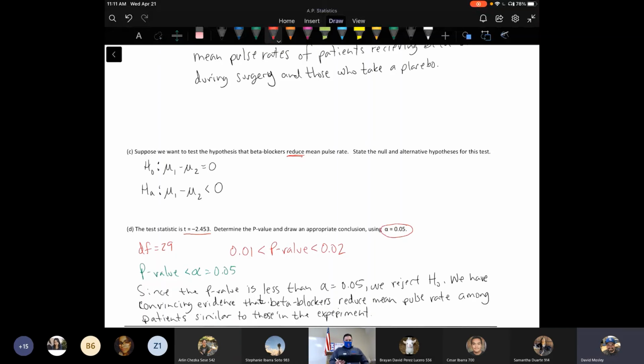Lastly, the test statistic. So they've done the math for us. They're not asking us to do the whole test. They're just giving us this value. The test statistic is t equals negative 2.453. Determine the p-value and draw an appropriate conclusion using alpha equals 0.05. So just to show the process here, we will continue to use the degrees of freedom of 29. And we end up getting a p-value that is between 0.01 and 0.02.